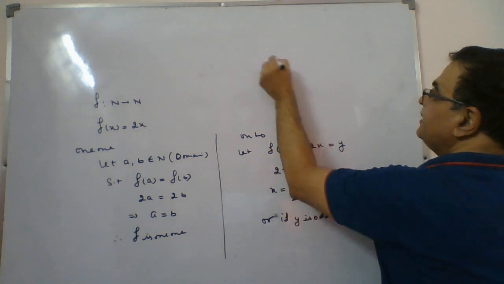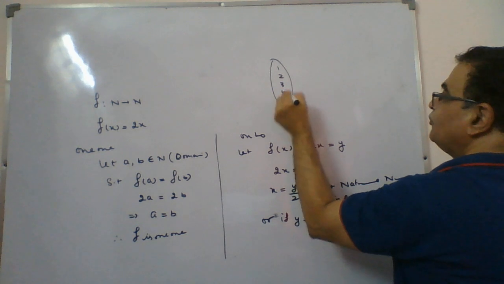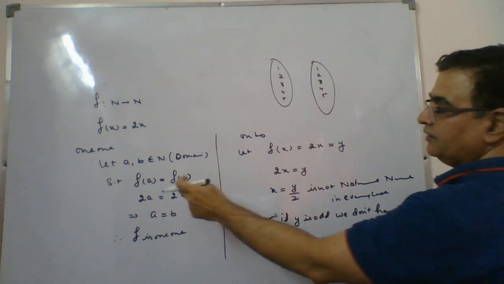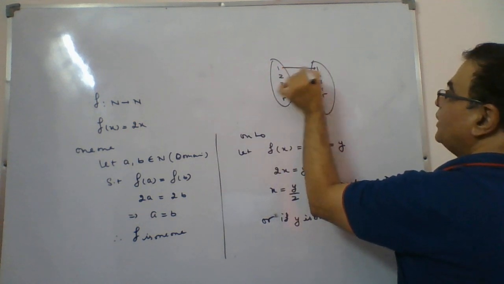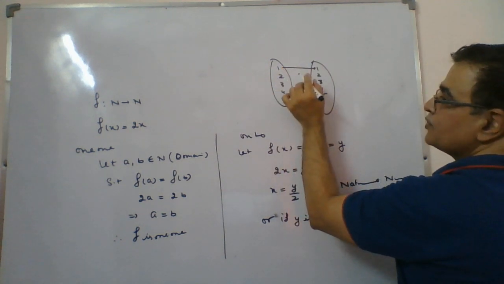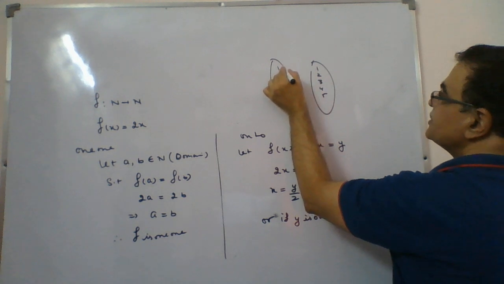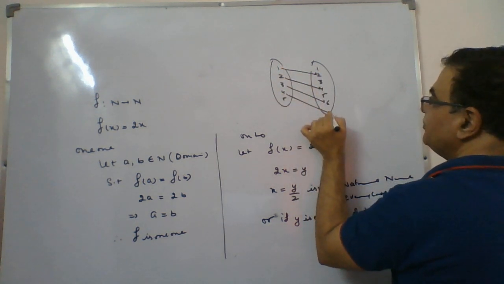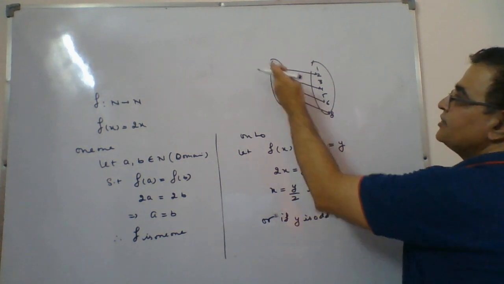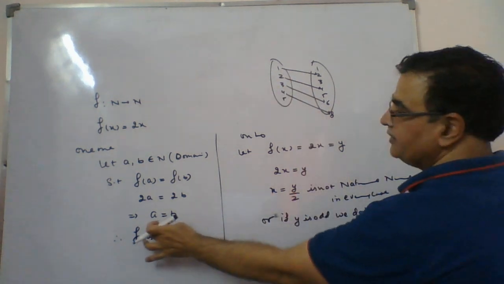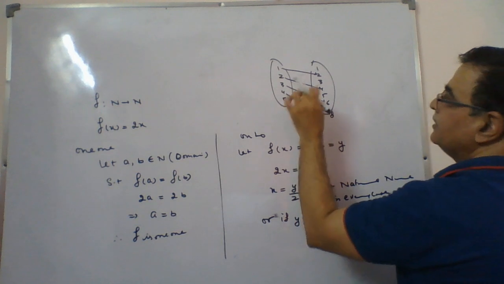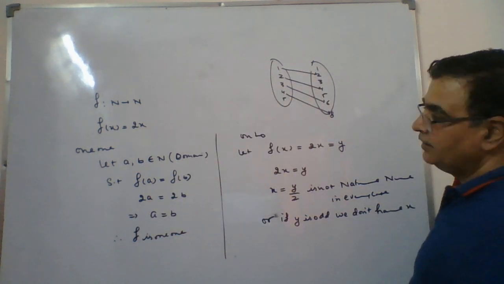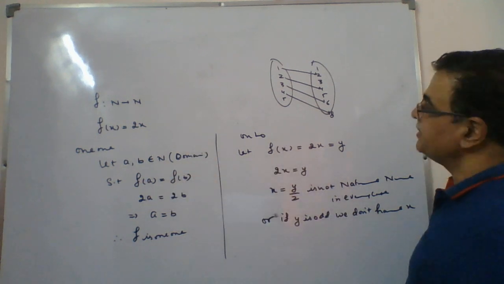Simple example I'll take: 1, 2, 3, 4, 5. Just check here. When you take 1, the image is 2. 2 will have image 4. 3 will have image 6. 4 will have image 8. So what you will find is that each and every element has a single image. If f(a) is equal to f(b), we have shown that a is equal to b. Right? So if images are the same, elements are the same.